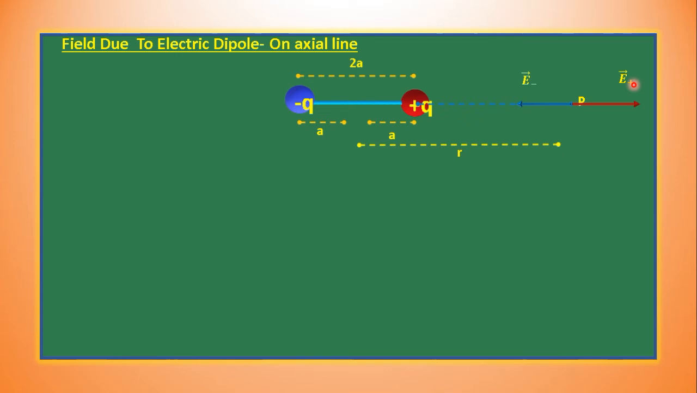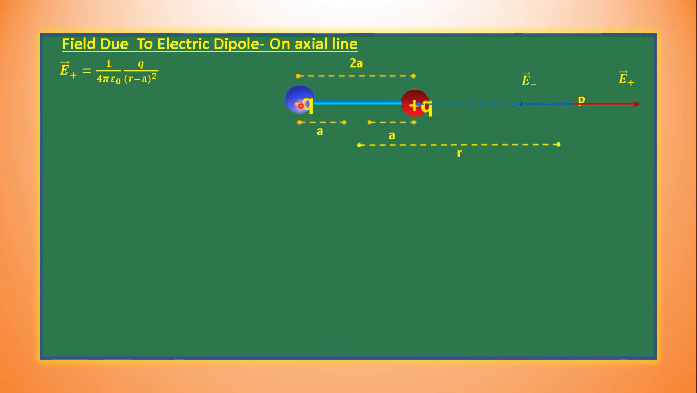See, what about the magnitude of E plus? For E plus the charge here is q. 1/4 epsilon 0 this charge divided by this distance. This distance: the total distance from the center to this point is r and this distance is a. So from here to the point, the distance is the total distance r minus a. So we can write E plus equal to 1/4 epsilon 0 q by r minus a the whole square.